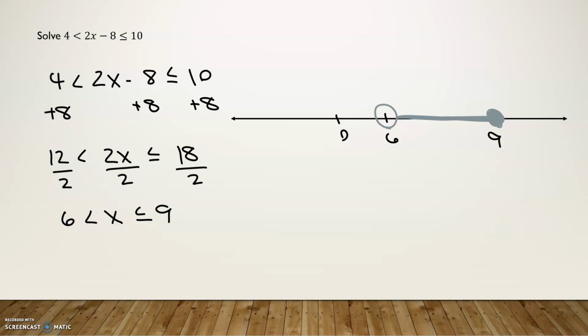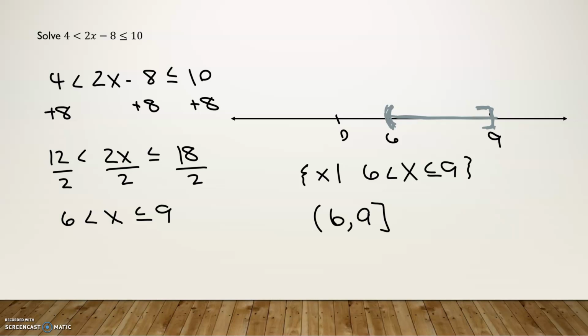Now you could also write it like this. You can have a parenthesis on 6 and a bracket on 9, and then go between the two. For set builder notation, x such that 6 less than x less than or equal to 9. Or in interval notation, it starts at 6, not including 6, and goes up to 9, but it does include 9.